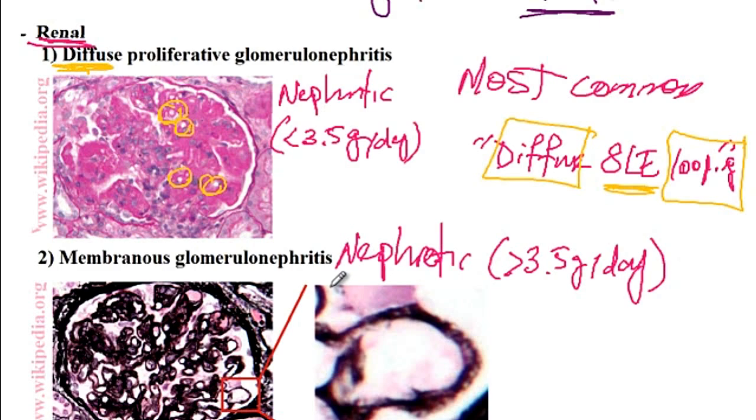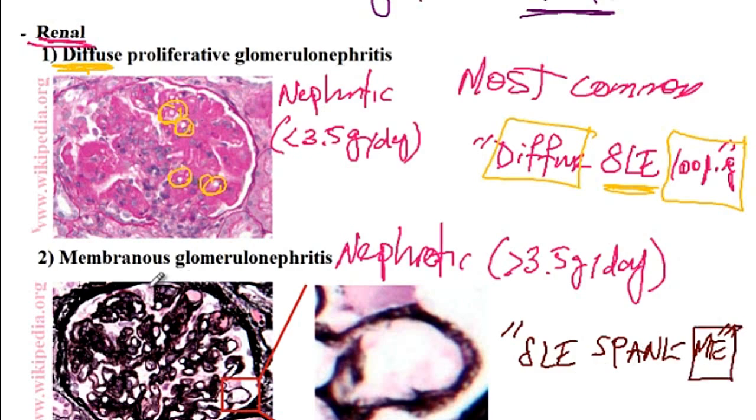And then for membranous glomerulonephritis, the memory aid that I have for you is SLE spank me. So SLE is associated with membranous glomerulonephritis, and there are spikes and domes that are present on the histology. So subepithelial spikes and domes. So here is a close-up image which will show you the subepithelial spikes and domes that are shown in patients with membranous glomerulonephritis.